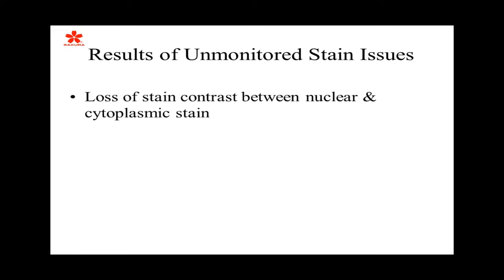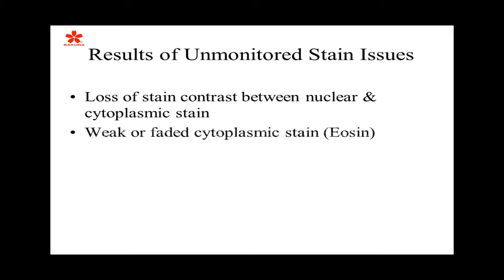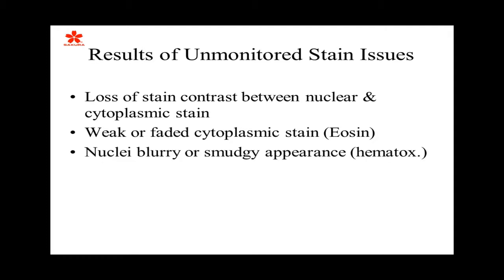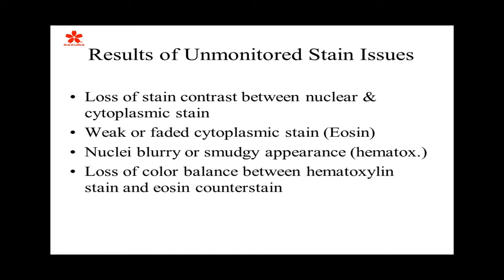The results of unmonitored stain issues: loss of stain contrast between nuclear and cytoplasmic stain, weak or faded cytoplasmic stain in the eosin, nuclei becoming blurry or smudgy in the hematoxylin. There is a loss of color balance between the hematoxylin stain and eosin counterstain, and this is what we have to continue to look for. This causes repeated change out of the stain because there is constantly or progressively a change in the dyes or the reagents.